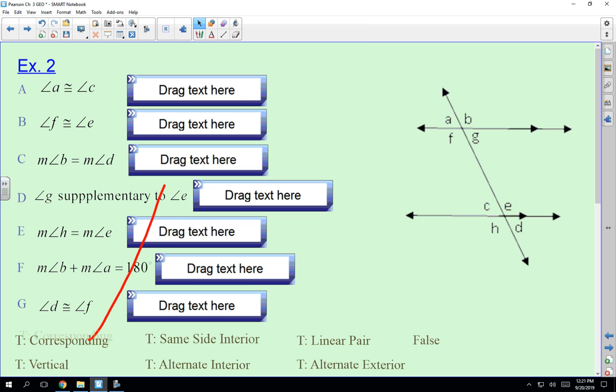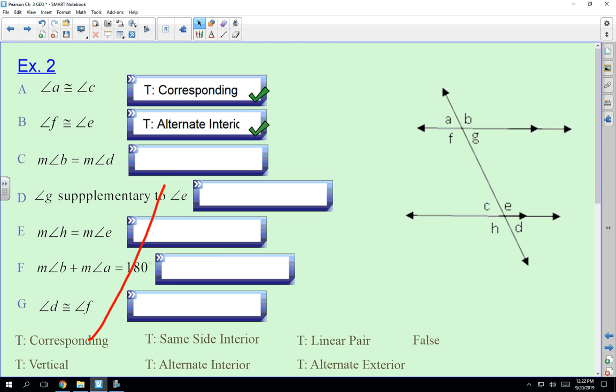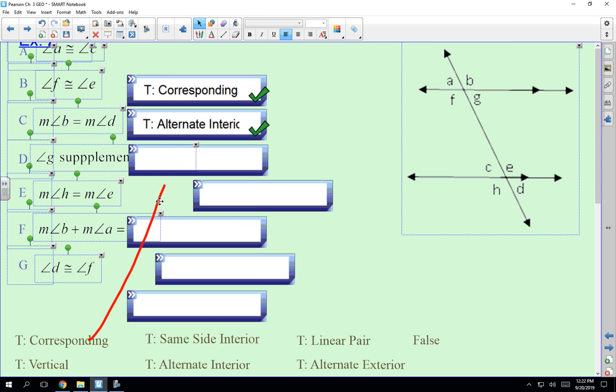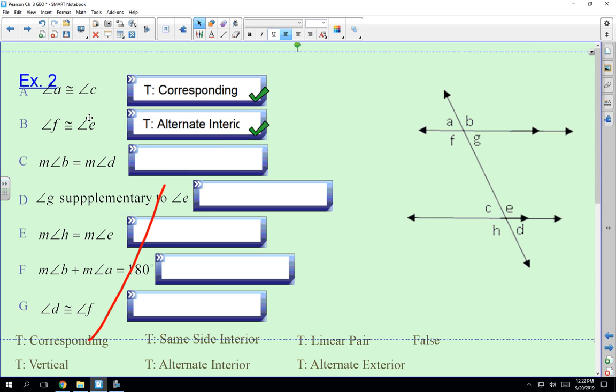That didn't work. So let's check it. Corresponding. What about F and E? You say anything about F and E? Alternate interior, yeah. Anybody want to try this? Drag and drop? Oh, no, I really messed it up. So that's going to mess it up, but you get the idea. Let's see if I can move it back down. Maybe. Yeah, okay, they're lined up again.